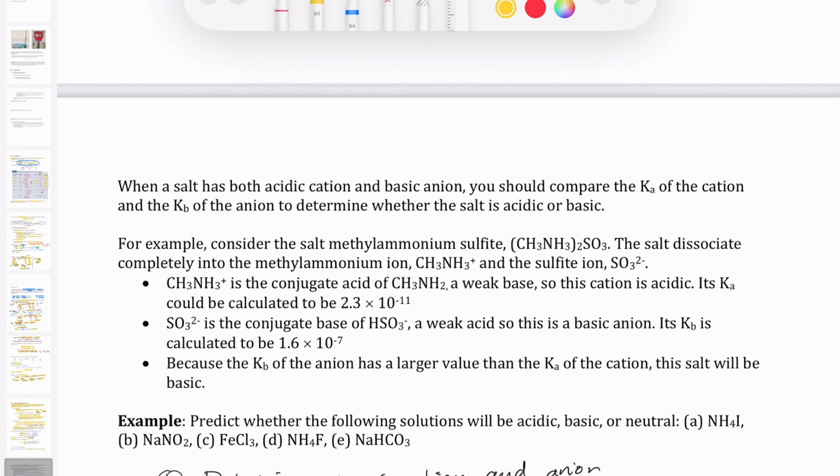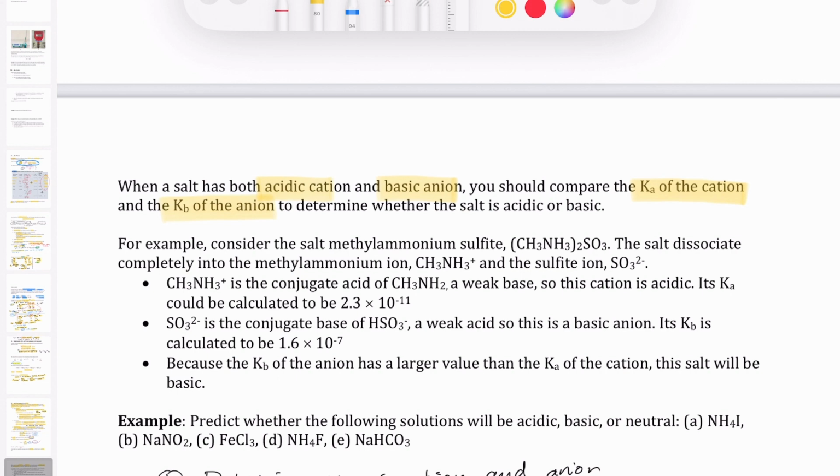Another situation that is a little complicated is a salt with both an acidic cation and a basic anion. So you have two things, both of which will change pH. So how would you figure out whether your salt is acidic or basic? The way you will figure this out is you're going to have to compare the Ka of the cation with the Kb of the anion. Whichever number is larger, that would determine the property of the salt.